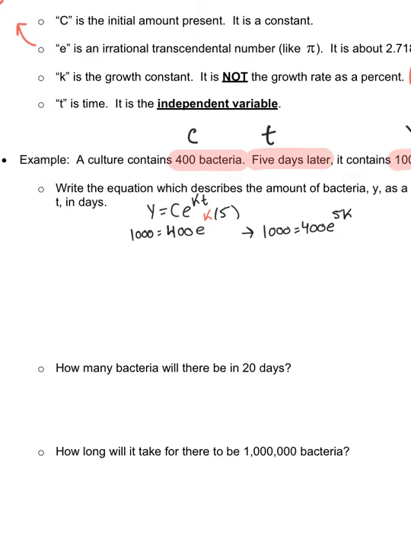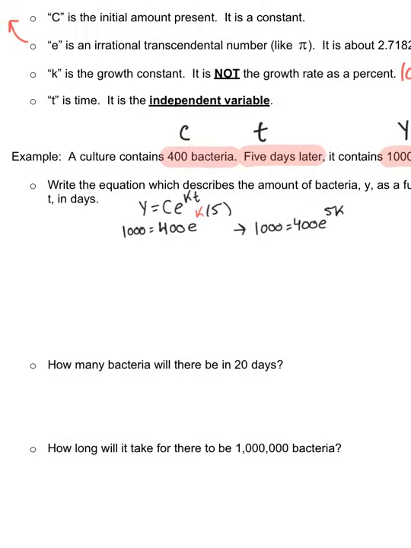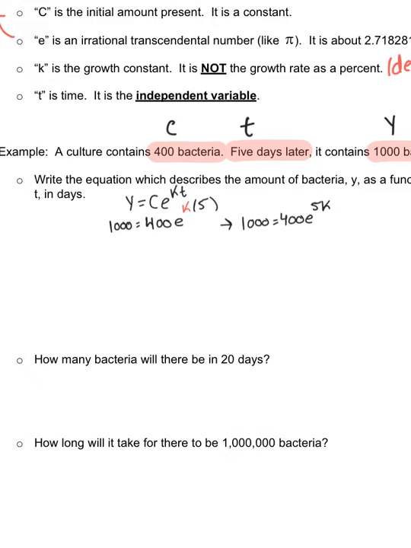The problem says to write the equation which describes the amount of bacteria, y, as a function of time, t, in days. That means that the two variables that should be in my equation are y and t. So my equation needs to be y equals something that has the letter E, which is not a variable, and then T, which is a variable. So what I need to do here is solve for K. So I've got my equation 1,000 equals 400 e raised to the 5k.